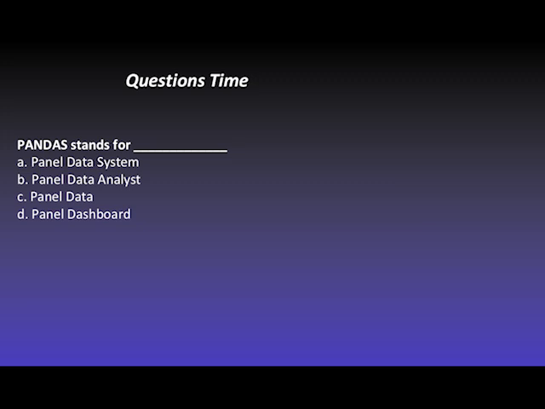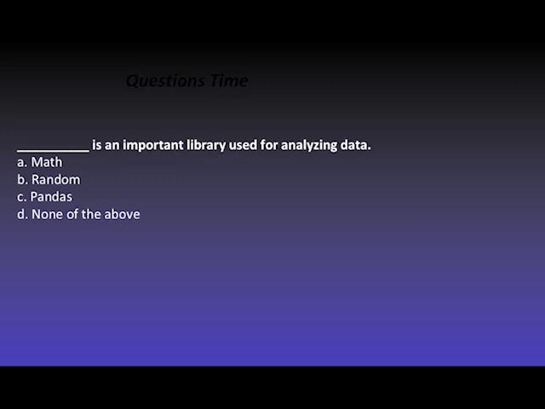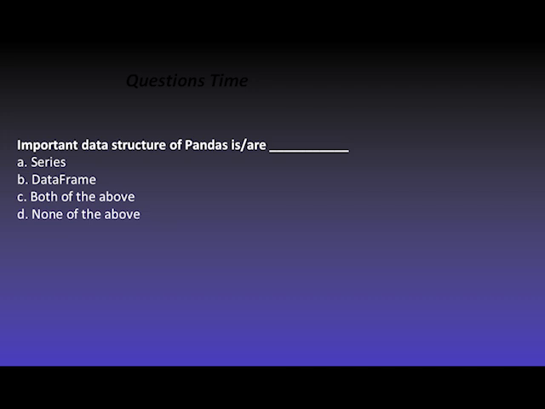Yeah, questions time. Pandas stands for, which is the correct option? Panel Data System. The correct option is Panel Data System. Dash is an important library used for analyzing data. Which is a library used for data analysis? Pandas, right? Next, an important data structure of pandas is dash. Which are the important data structures of pandas? The two important data structures are Series and DataFrame. So the correct answer is C, both of the above.